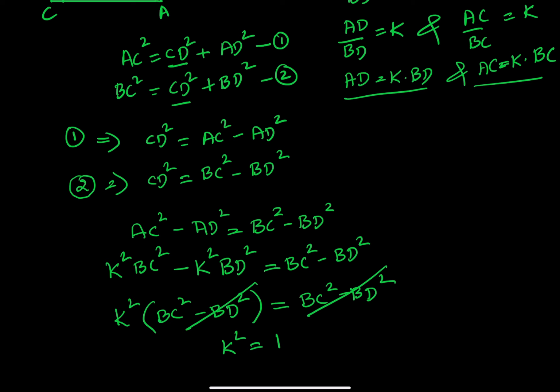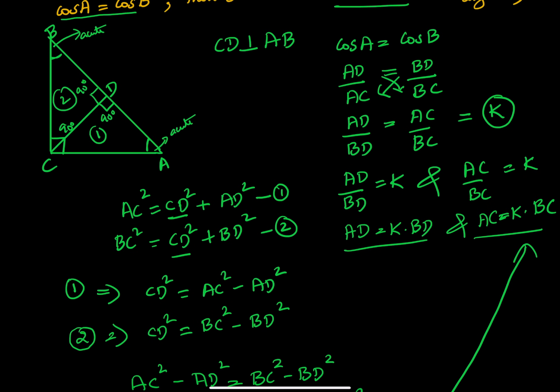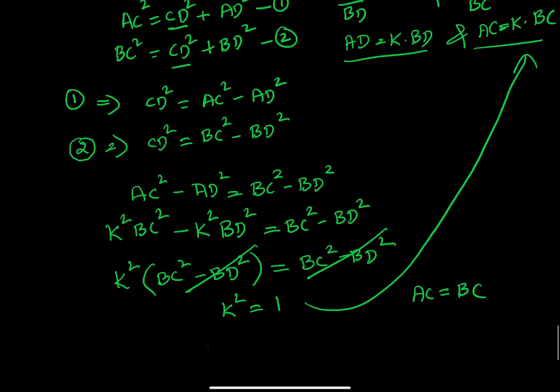So putting this value in the equation, if we find K square is equal to 1, we will get AD is equal to BD and AC is equal to BC. If K is equal to 1, we will get AC is equal to BC, correct? Now, if AC is equal to BC, then the angle formed at B and angle formed at A are equal. So this is how we prove that angle at A is equal to angle at B.